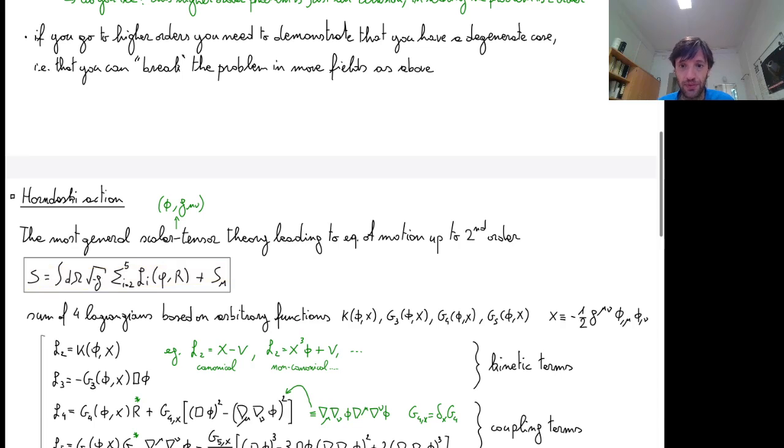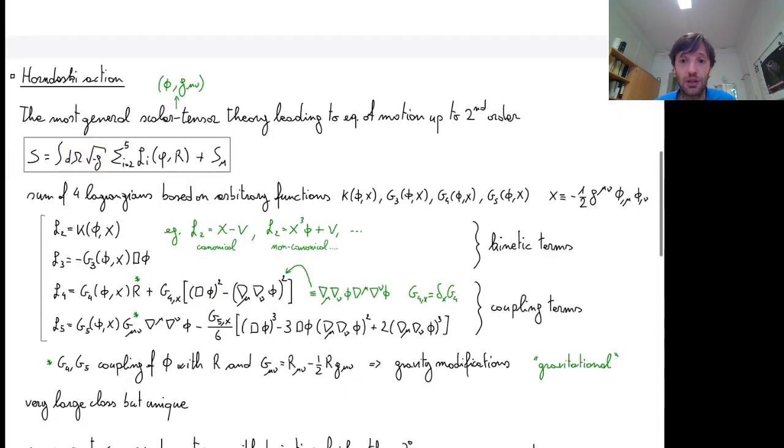This action that you see contains the usual metric term, it contains the usual invariant volume element, and it contains the sum of four Lagrangians. Four Lagrangians that depend on a scalar field and on the Ricci tensor. So this expression gives you the most general scalar-tensor theory, which leads to second-order differential equations for the equations of motion. Okay? That's what it is.